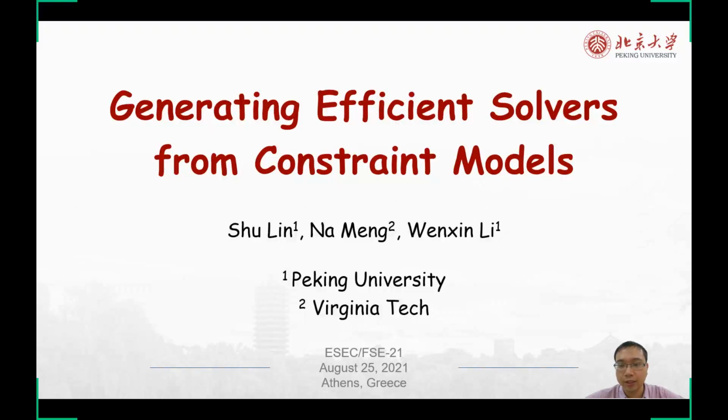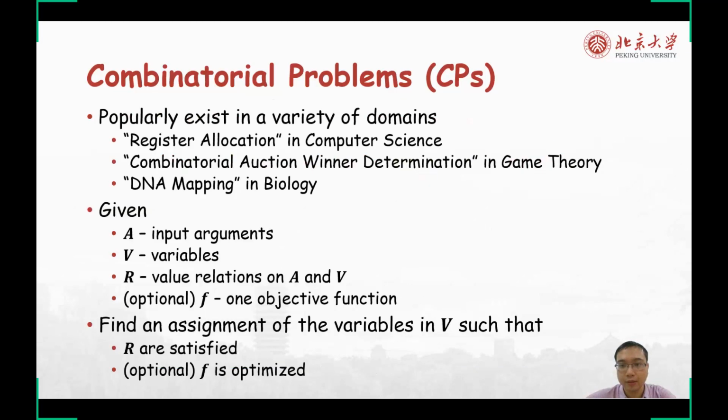Today I'd like to present our paper, Generating Efficient Solvers from Constraint Models. Combinatorial problems exist in various domains. Typical CPs include register allocation, combinatorial auction winner determination, DNA mapping, and so on.